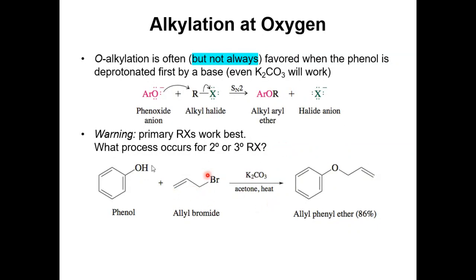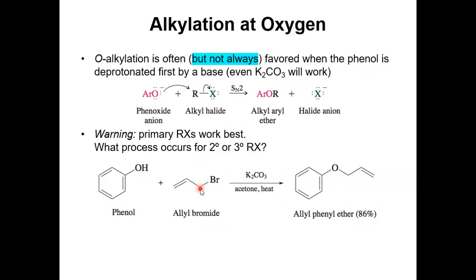Here's one example. Phenol with potassium carbonate in acetone. Acetone is the solvent. Potassium carbonate is the base. So the phenol reacts with the potassium carbonate and gives you potassium phenoxide. This is this one. And then the phenoxide will react with allylic bromide. Allylic bromide is one of the best electrophiles for an SN2 reaction, for two reasons. One is that this electrophilic carbon is primary, so the steric hindrance is small.